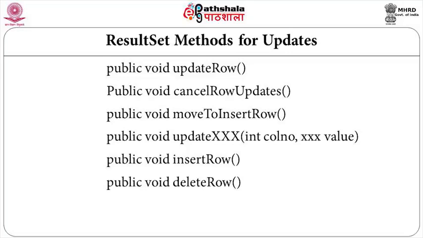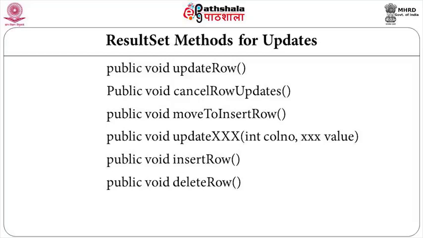So update xxx is one method, and the other thing we would be interested in doing is inserting rows into the result set. For inserting rows into the result set, we have a few steps. What you need to do is use a method called moveToInsertRow. It's like opening up a blank row, creating a blank row buffer.